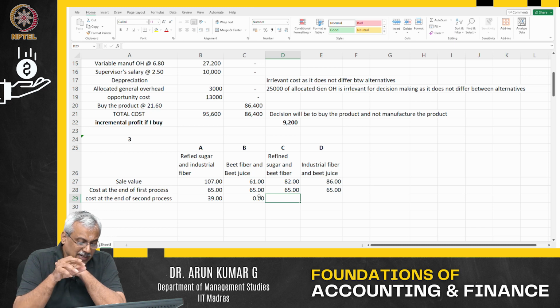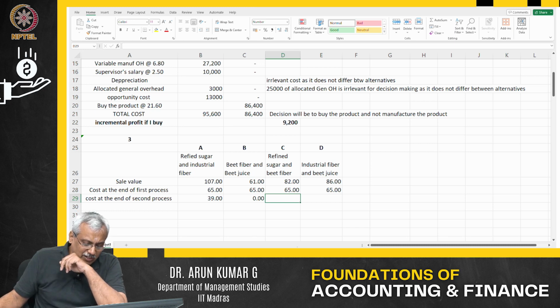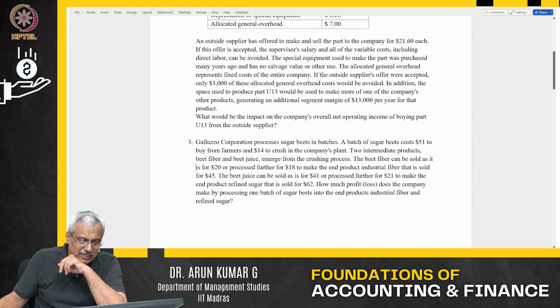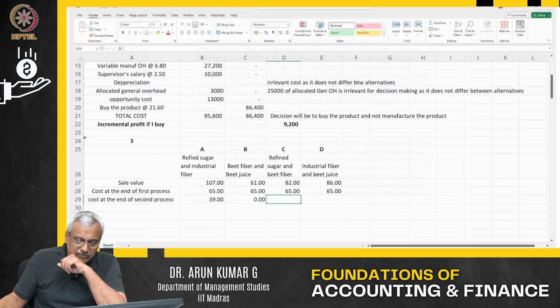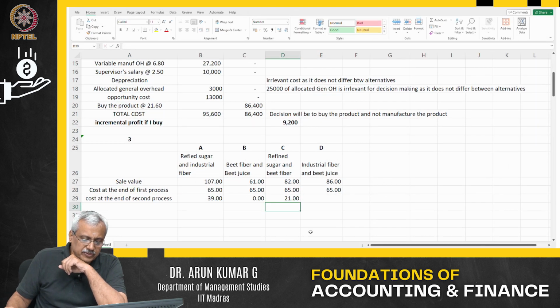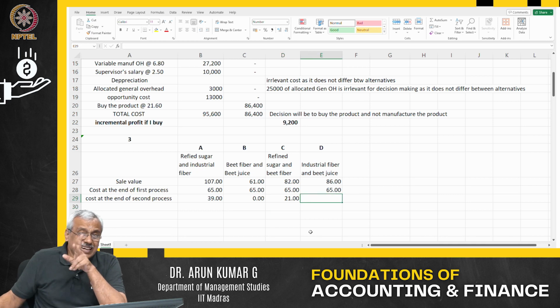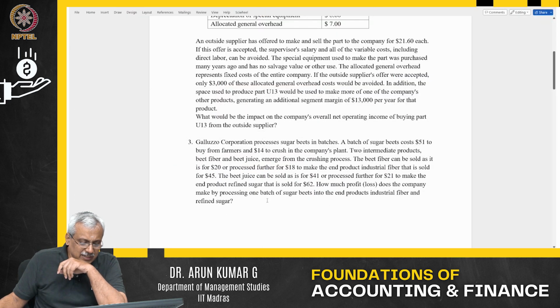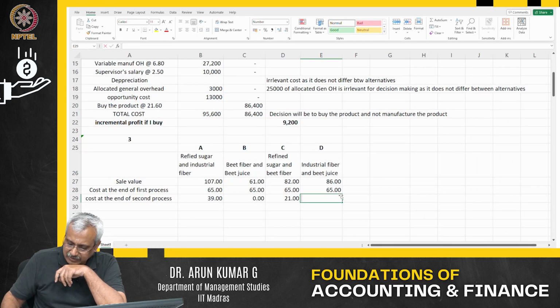In refined sugar and industrial fiber, what is the cost of processing? The cost of processing refined sugar is $21. For industrial fiber, what is the second kind of processing? $18 is what I am going to incur out there.